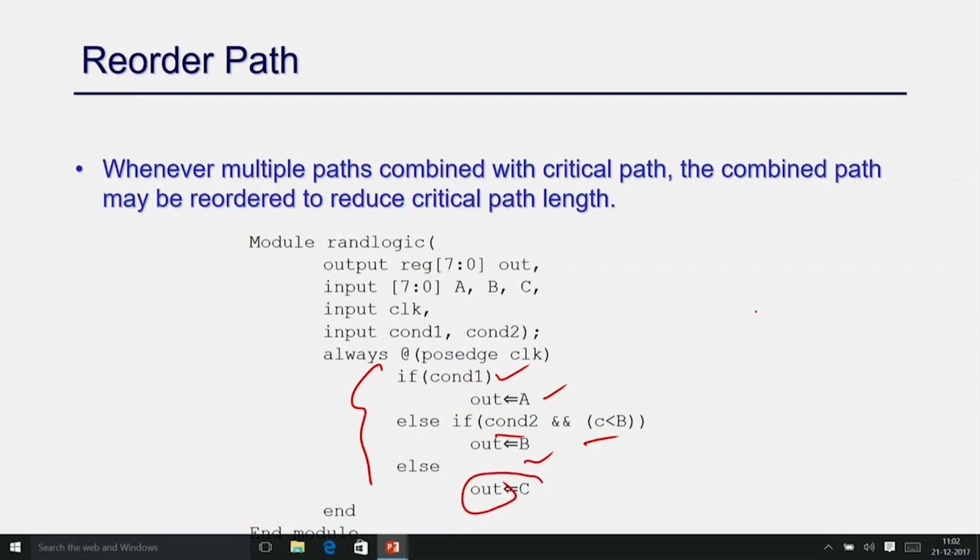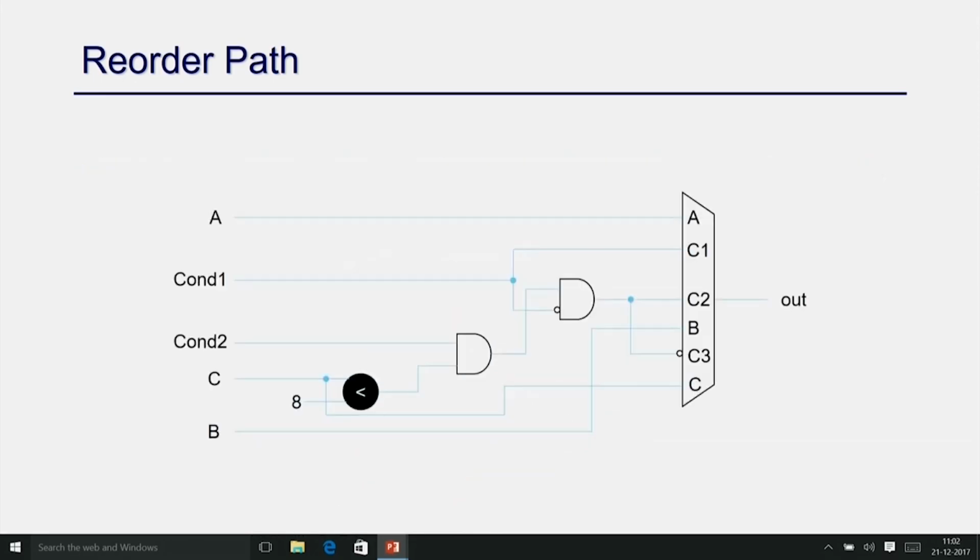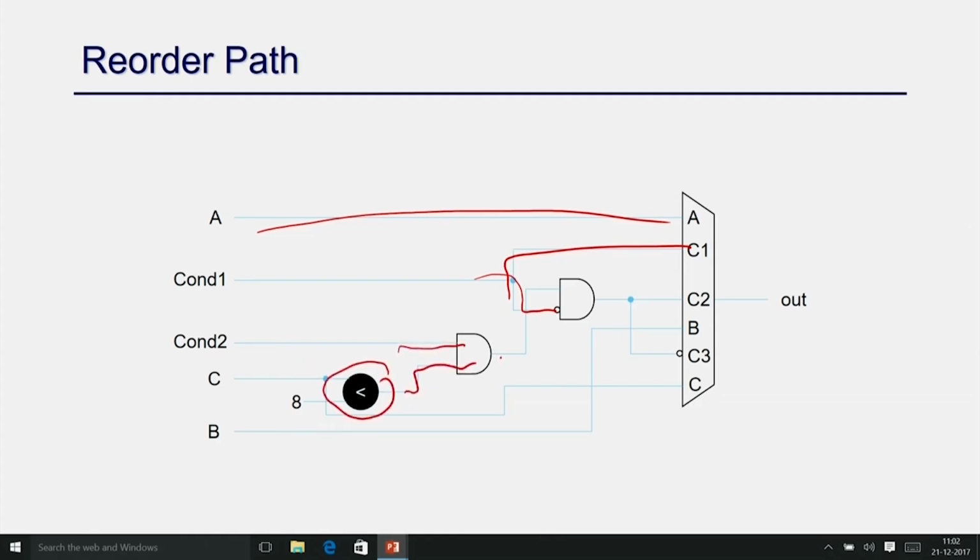So, if you just see the hardware, if condition 1 is true, I am going to choose A. If condition 1 is false and condition 2 is true, plus c less than 8, these two are both true, then I am going to choose B, right. So, this becomes the conditions, and if this is not true, then I am going to choose C. You can see that the conventional delay of this path involves these 3 gates, right.